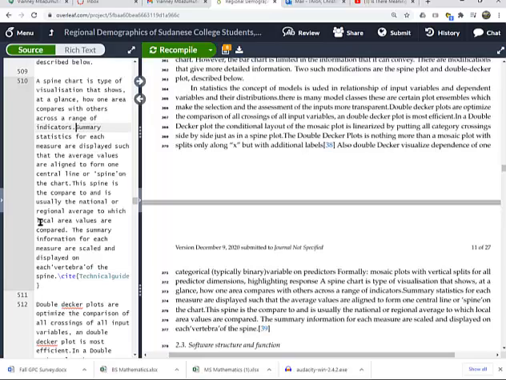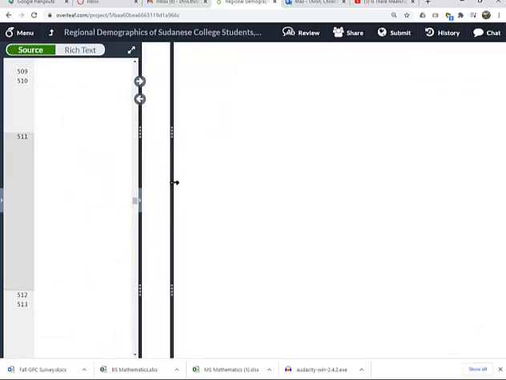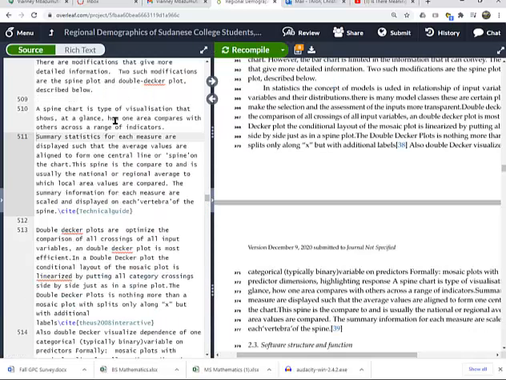What do you mean by area? What do you mean by indicator? These things are not defined, so I cannot figure out what this means. All right, so let's look at a spine chart.